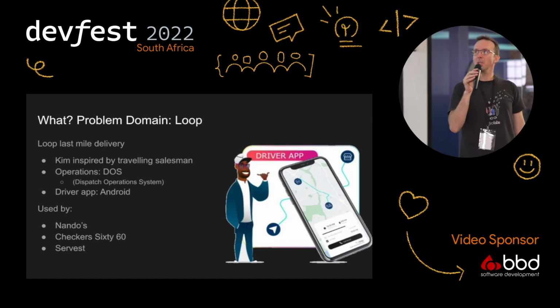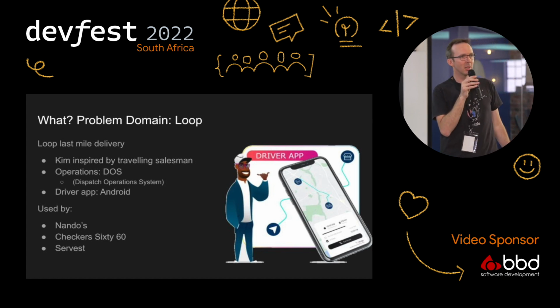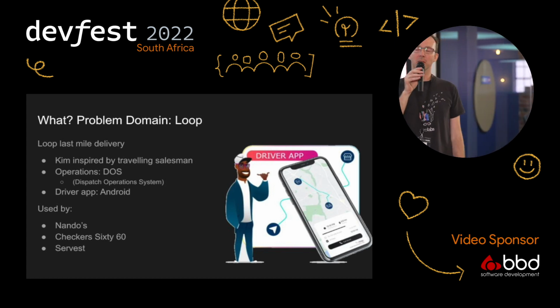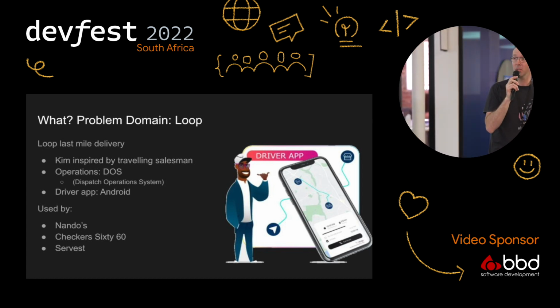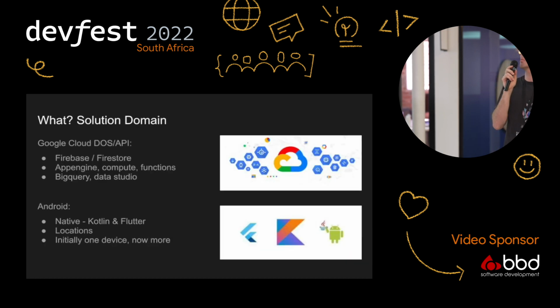When we saw that a dispatch operating system could be called DOS, we have the DOS, and then we have the Android side of the application. And it's used, as the slide gives you the teaser on, by Nando's, Checker 6060, Serviest, and watch this space, coming soon. I can't tell you everybody, because we're not allowed to say everything.